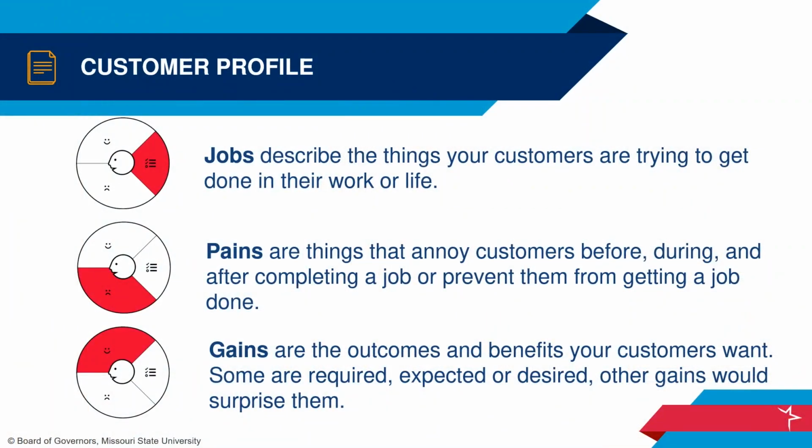Let's take a look at the customer profile. There are trigger questions in a handout located on the platform. Jobs describe what your customers are trying to get done in their work or life. A customer job could be tasks they are trying to perform and complete, problems they are trying to solve, or needs they are trying to satisfy. Job types could include functional jobs, social jobs, or personal or emotional jobs. To understand jobs, repeatedly ask why, how, and how important.